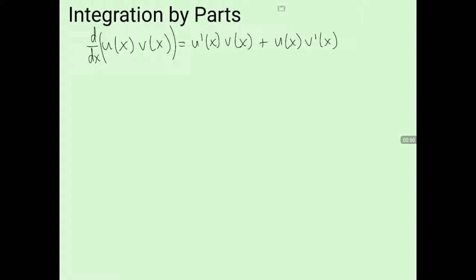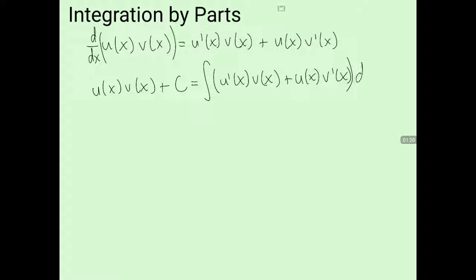So now if we integrate both sides, what we're going to get on the left-hand side is just our original functions, but in their most general term. So we're going to have a plus c here. And on the right-hand side, we have the integral of our result, u prime v plus u v prime. The integral is with respect to x.